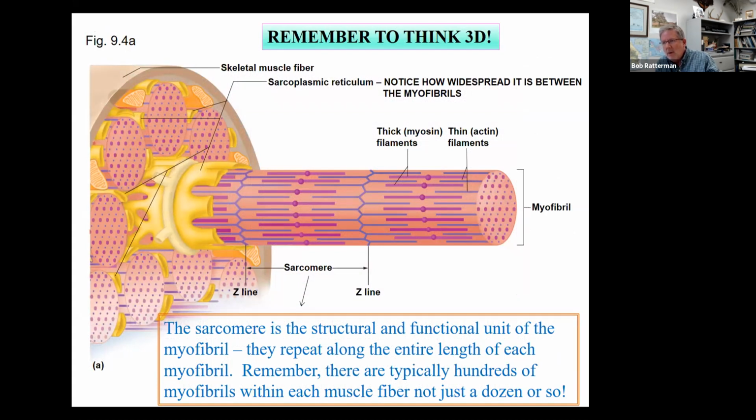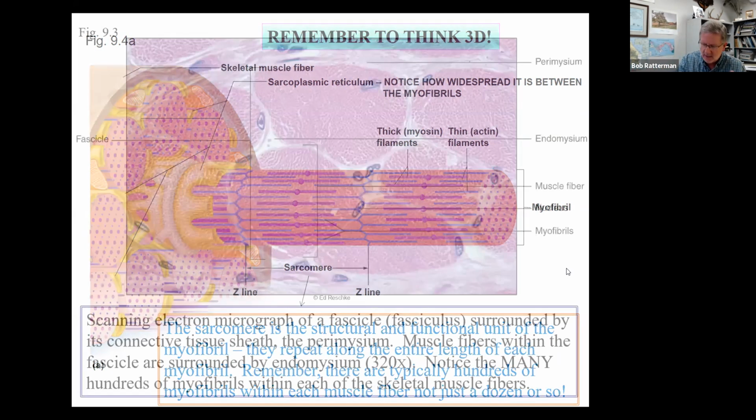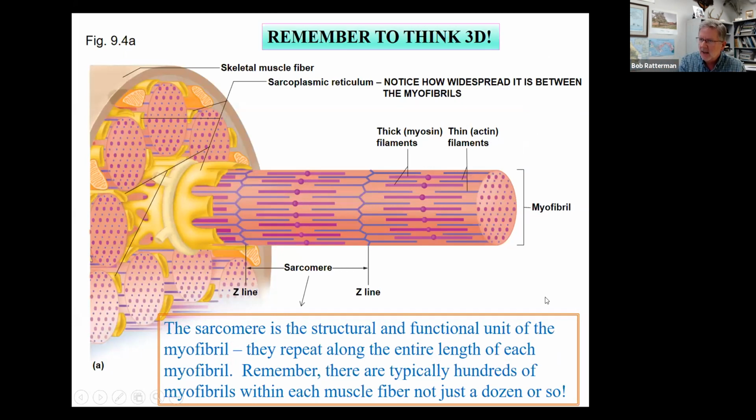So now when we look at this diagram of a single muscle fiber, we can see one of those many hundreds of myofibrils being pulled out of it. Now, again, they're only showing a dozen. We know there's many more than that, but as long as you understand the concept. Here's the sarcoplasmic reticulum in yellow in between all of these myofibrils.